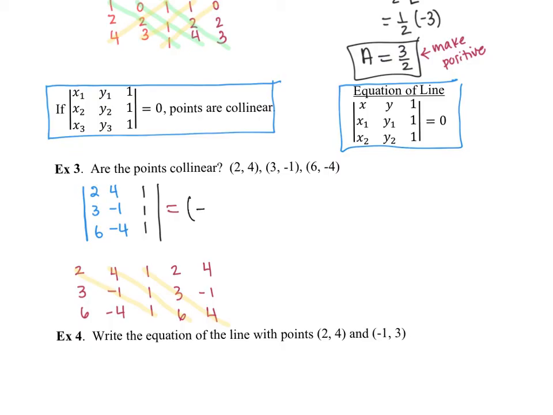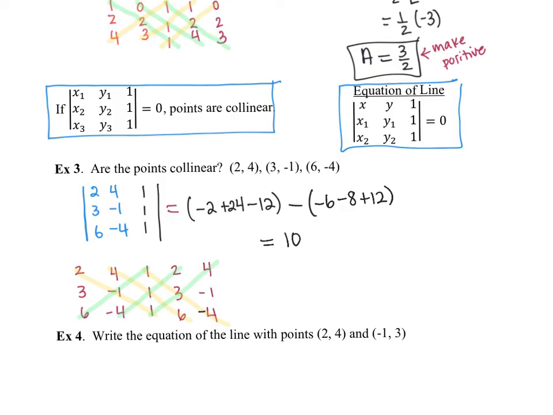Okay, so -2 plus 24. That was supposed to be a -4, huh? Minus 12. Okay, now I'm going to do the diagonals in the opposite direction. This one, this one, this one. I did draw it better this time. Okay, so that's -6 minus 8 plus 12. So this equals 22 minus 12.